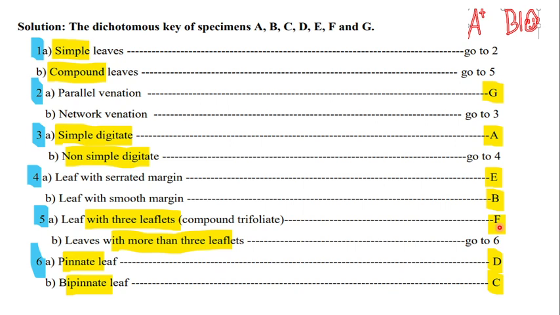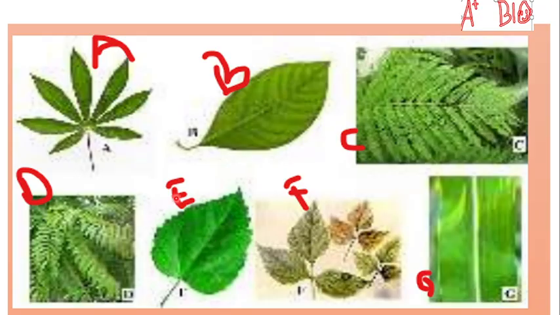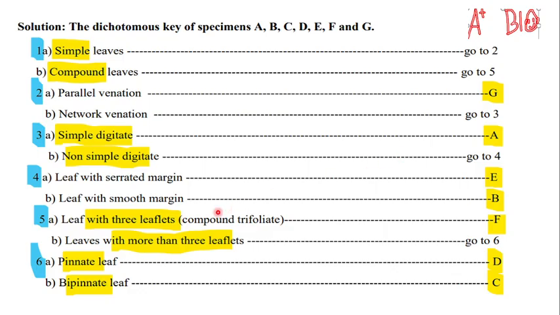Now when you go to more than 3 leaflets, we are remaining with this and this. You see, there are more leaflets. You can say more leaflets, C. No, we still have D also with more than 3. It means the condition of more than 3 leaflets is not able to distinguish D and C. What to do next? You have to go to another separation point. You should go to characteristic 6.